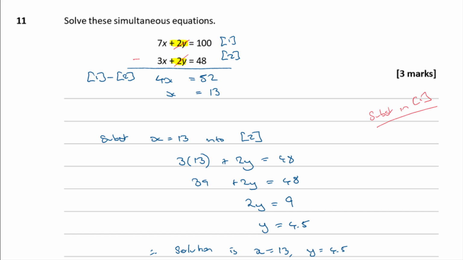So 7x, 7 lots of 13, plus 2 lots of 4.5. Is that equal to 100? We're just going to double check. Well, what are 7 13s? 7 times 13 comes to 91. So 91 plus 2 lots of 4.5, which is 9. Is that equal to 100? Yes, it is. All good. So just a visual check. It's better to know in the test rather than when you get your results back if you made a silly mistake. So yeah, double check.